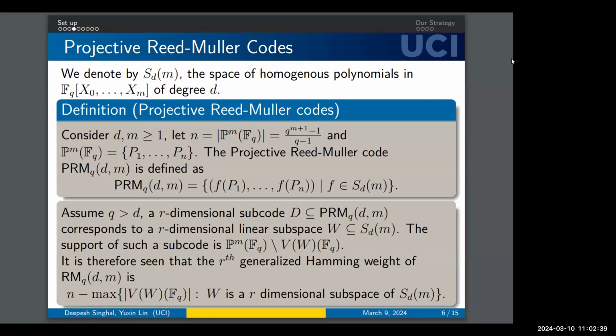Then we can again look at the rth generalized Hamming weights of these. Again, the subcodes of the projective Reed-Muller codes correspond to subspaces of this polynomial vector space. And the support is again the complement of the vanishing set. So the rth generalized Hamming weight is the smallest support, which corresponds to the largest vanishing set.